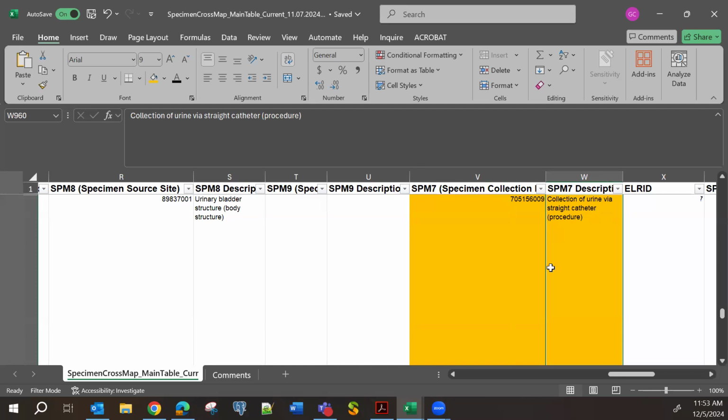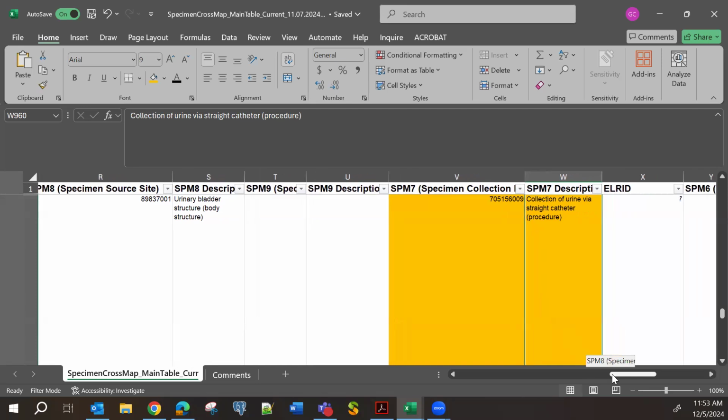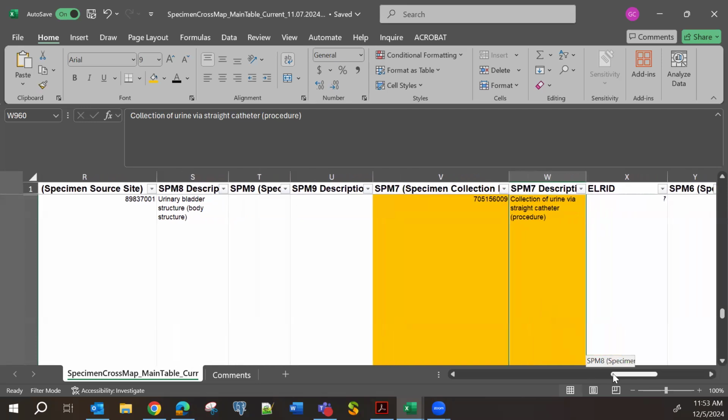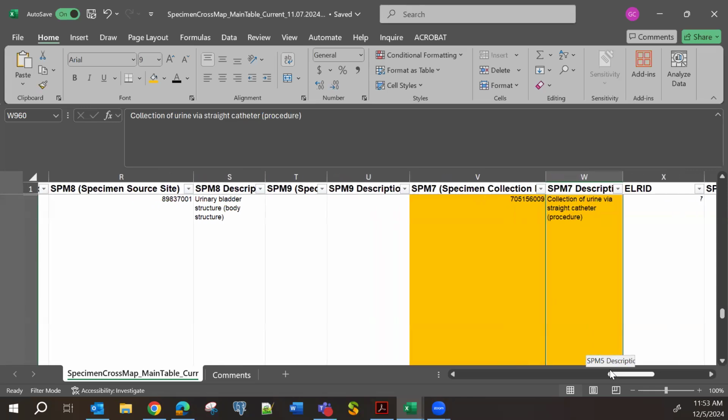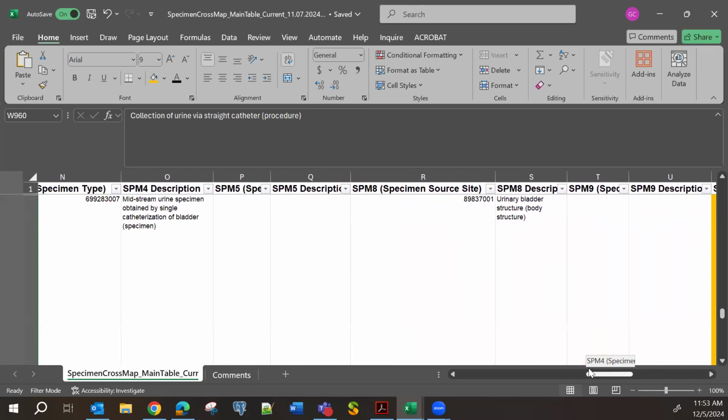Right. So we do have a row for clean catch midvoid. Oh, so we've already got both rows. Well, we already have that specimen in the table, in the specimen cross mapping table. We should have all of our urine specimens actually. So as long as we have both, it should be clear. It should be sent in as what it is, and it should be clear to the lab when they get it. I hope so, yeah.